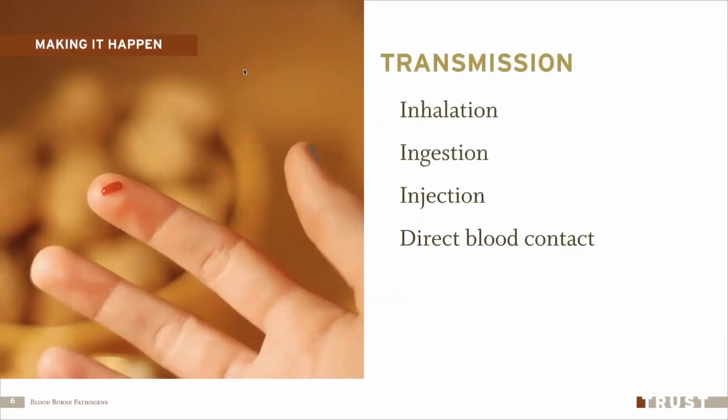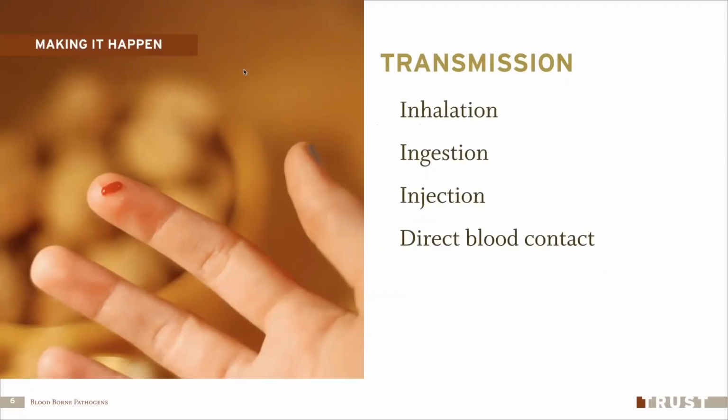How is it transmitted? How do you get a bloodborne pathogen in your body? Sounds kind of gross, but inhalation is one of those. If somebody was bleeding or they had some other type of bodily fluid that became airborne, you could breathe that in. That's possible. The other is ingestion. You could swallow it. Injection, and this happens a lot. We see claims from this where somebody comes in accidental contact with a used needle, and it gets injected into their skin. And also direct blood contact.